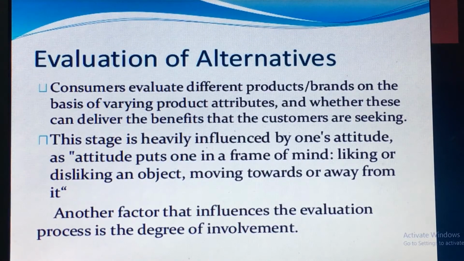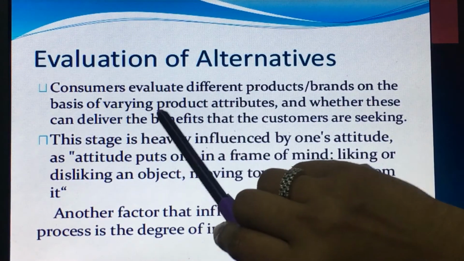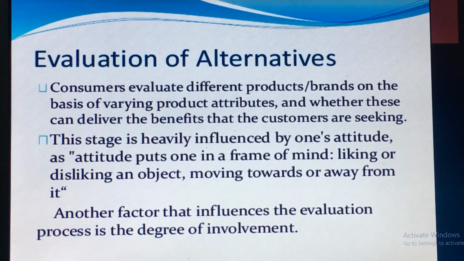From the previous steps, he gets all the alternatives which the consumer can consider. Now at this third stage, the consumer is going to evaluate the alternatives. The consumer evaluates different products and brands on the basis of varying product attributes, for all the brands he is considering while buying. Such as Tom is going to buy a laptop, a Dell laptop or an HP laptop. He is going to verify the different attributes of Dell, and the different attributes of HP, and whether they can deliver the benefit that the consumer is seeking. A consumer can analyze which product to buy and the various attributes of the product, and analyze whether the consumer is getting the satisfaction or benefit from that product or not.